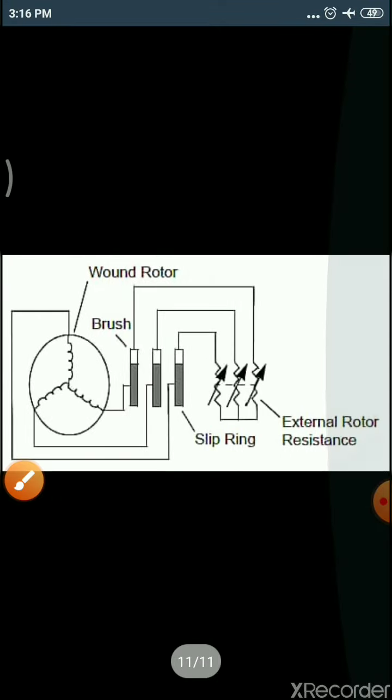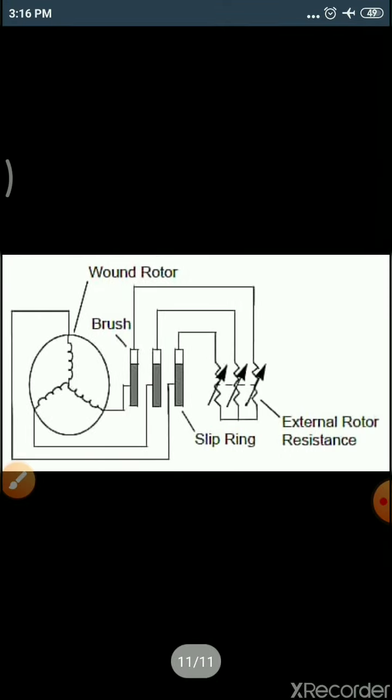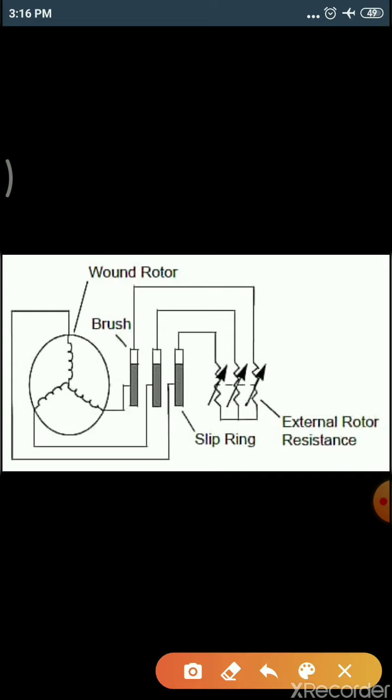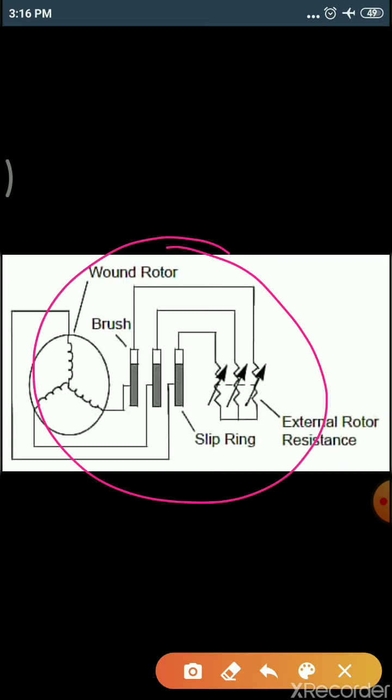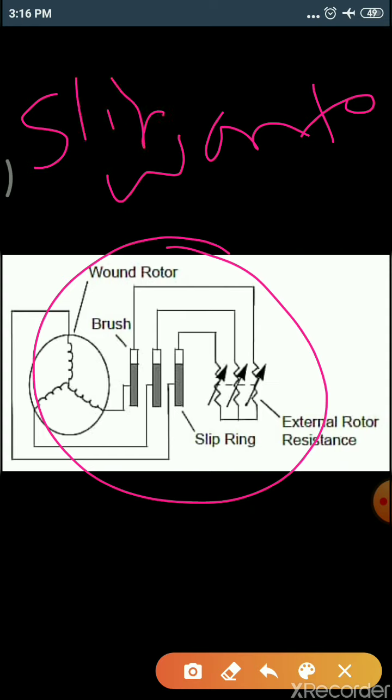So this is about wound rotor induction motors. As we have seen, if this type of rotor is present in the induction motor, then we call it a wound rotor induction motor, or a three-phase slip ring induction motor.